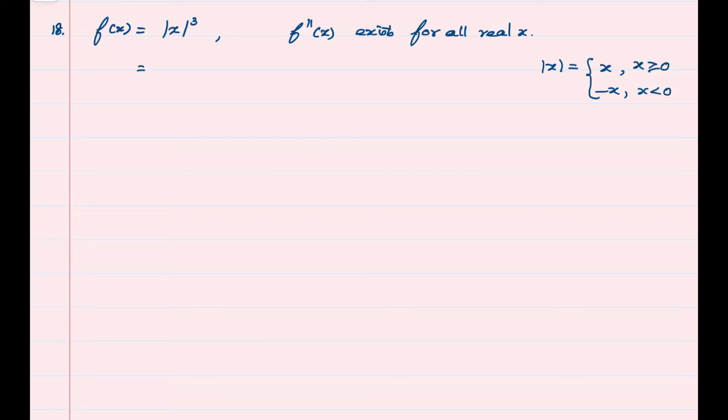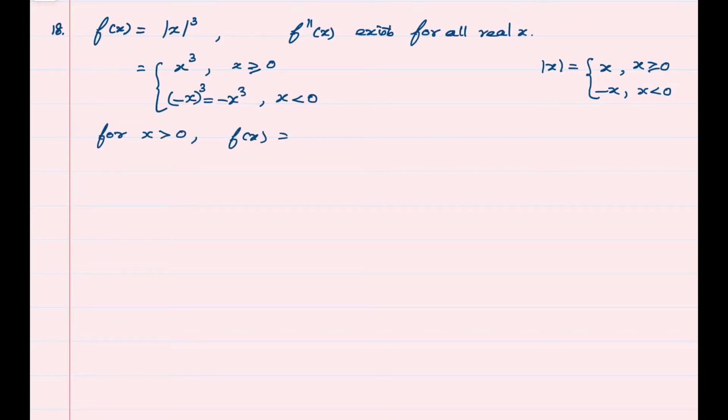So using this definition, absolute value of x the whole cube will be x cube when x is greater than or equal to 0, and minus x the whole cube when x is less than 0, which is minus x cube. For all real values x greater than 0, f of x is x cube from the first definition, which is a polynomial.